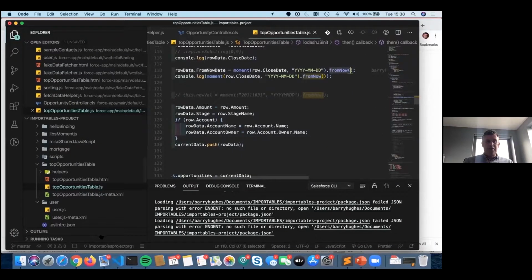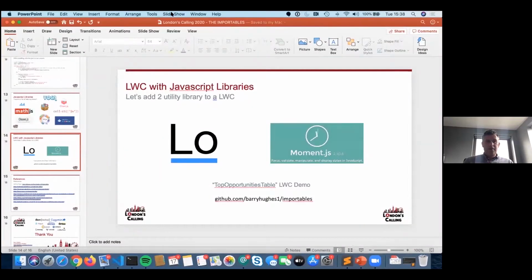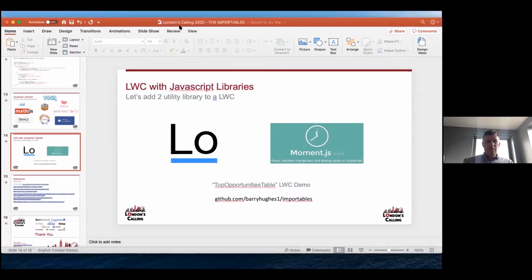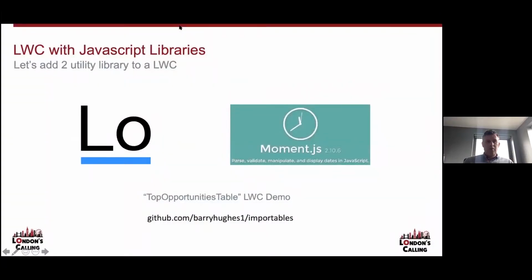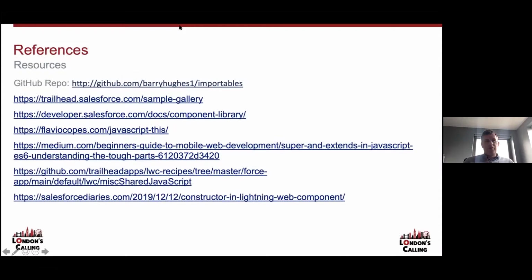And again, this code is all available in my GitHub repo. So in terms of the resources I used here, I used quite a few, going through this to find out the best way to explain how imports and exports work, and then how we can bring in some of those fantastic libraries that are out there. We can reuse them. To get the repo, as I said, github.com/barryhughes1/importables. And the sample gallery, the second link there, is fantastic. It's where a lot of samples you can get. Some of the stuff that is in this presentation is from there.